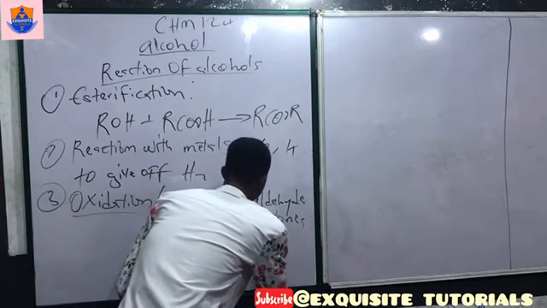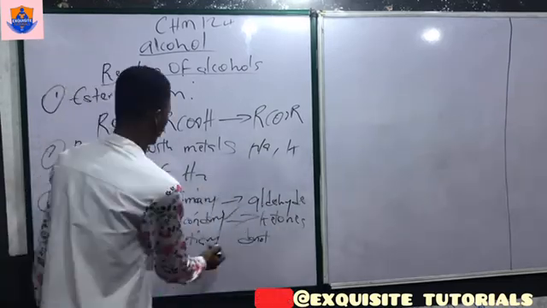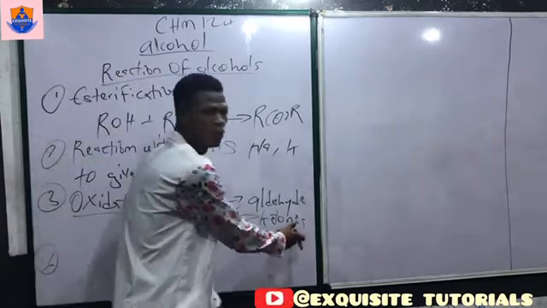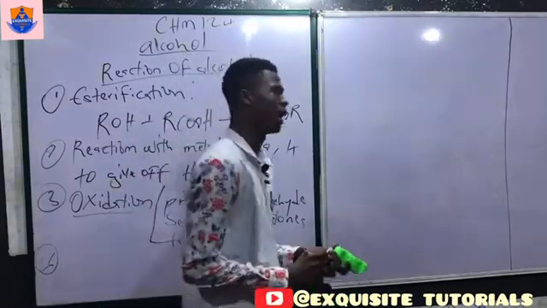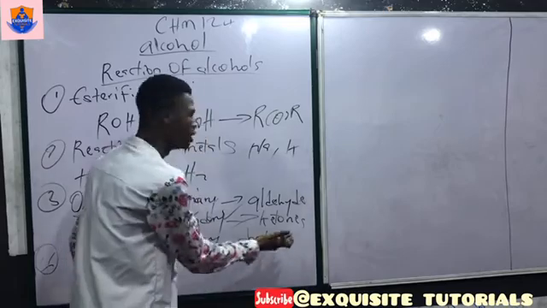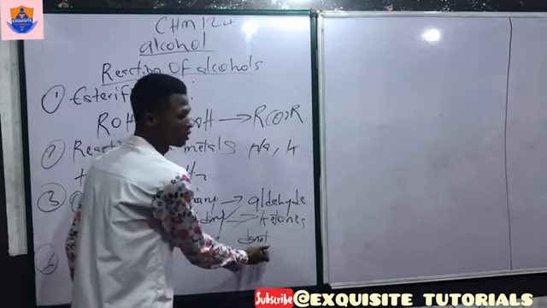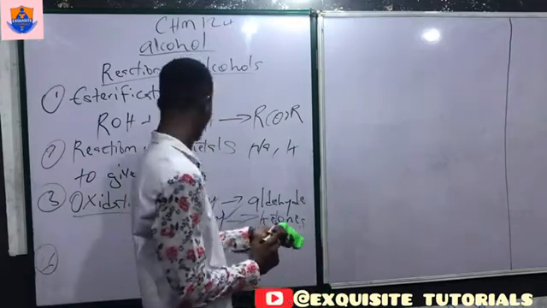do not undergo oxidation. The tertiary alcohols do not oxidize under normal conditions, but at high temperature and a high concentration of the acid, that is where the tertiary alcohols can be oxidized. But normally, they do not oxidize under normal conditions.